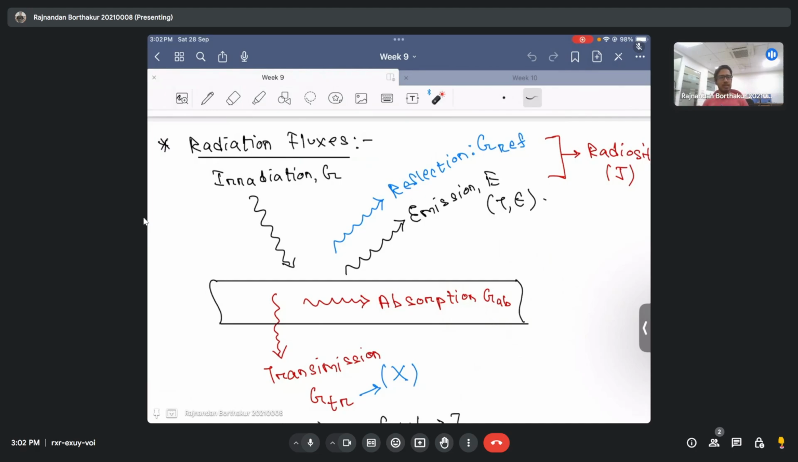In a nutshell, we can argue that the properties are in general a function of wavelength and direction, and this is something that we didn't see when we learned conduction heat transfer. Keeping that in mind, we looked into the radiation fluxes, and we saw four important fluxes into which we could categorize the entire radiation heat transfer.